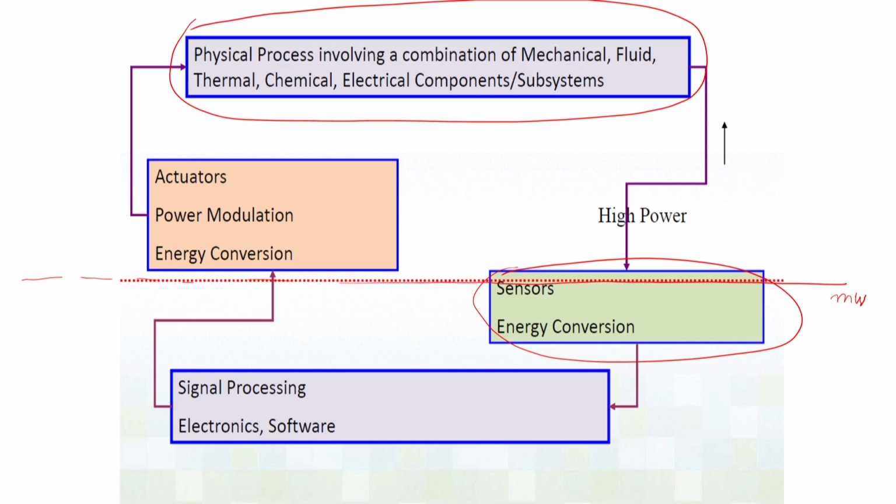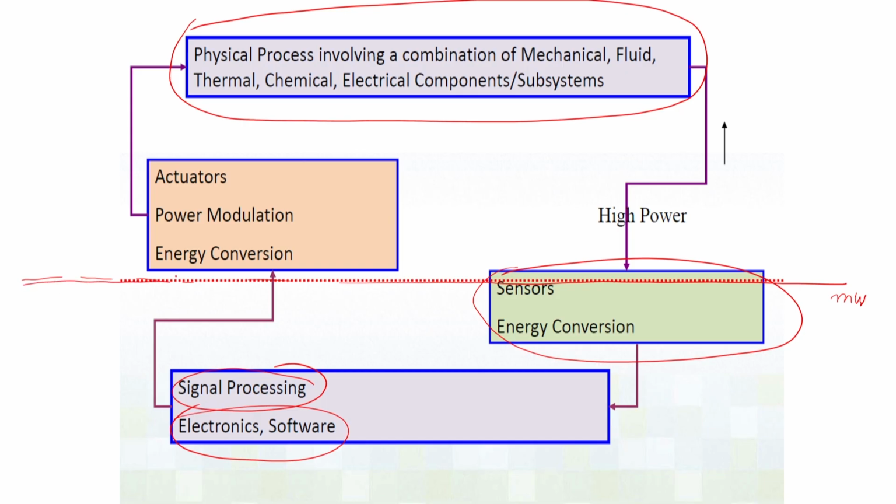However, once the sensor senses whatever is happening in this physical domain, which is high power, it sends the signals for signal processing and different software. All these things are today mostly embedded in microprocessors and microcontrollers. We will talk about it in the future lectures. So, this is also in the low power domain.